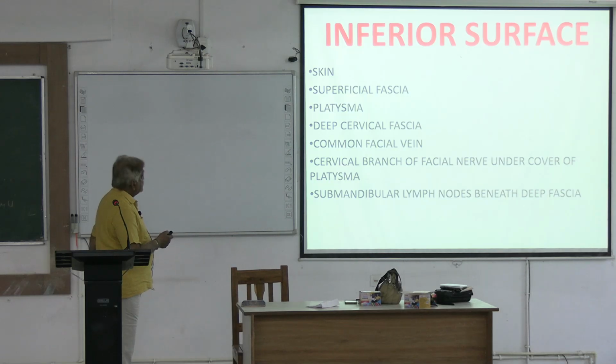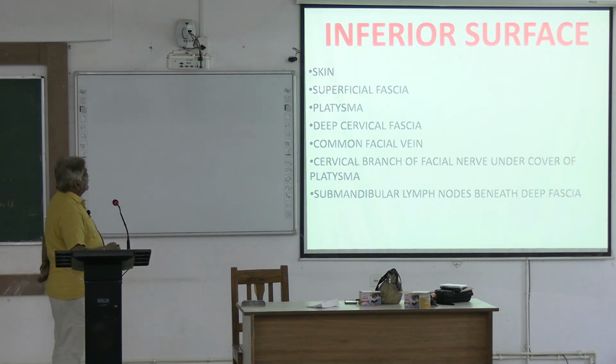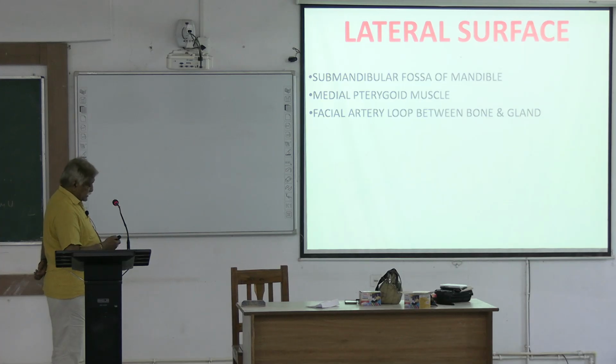Inferior surface: skin, superficial fascia, platysma, deep cervical fascia, common facial vein, cervical branch of the facial nerve under cover of platysma, and submandibular lymph nodes beneath the deep fascia. Lateral surface: submandibular fossa of mandible, medial pterygoid muscle, facial artery loop between bone and gland.